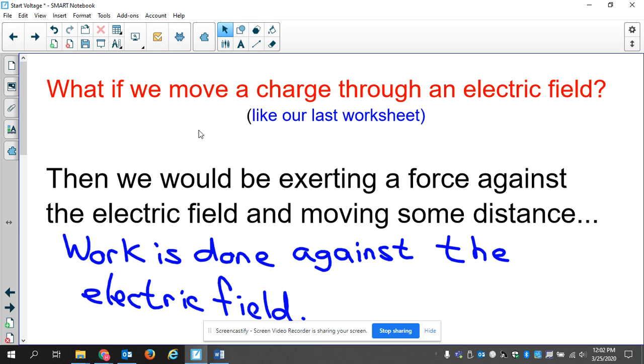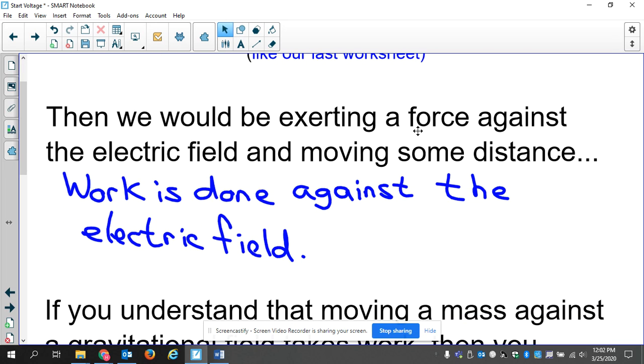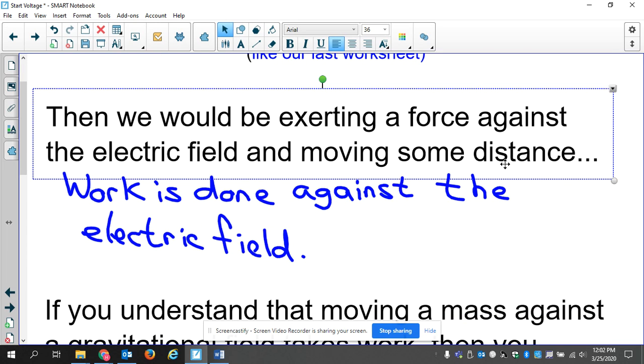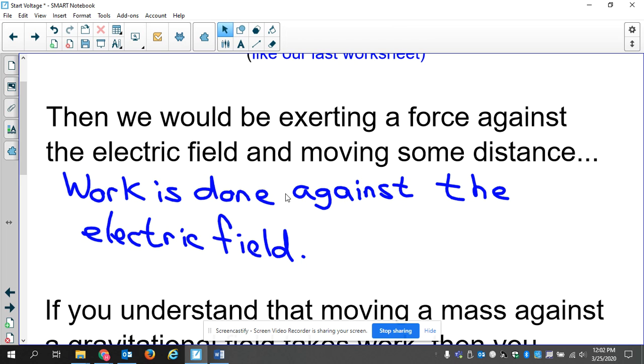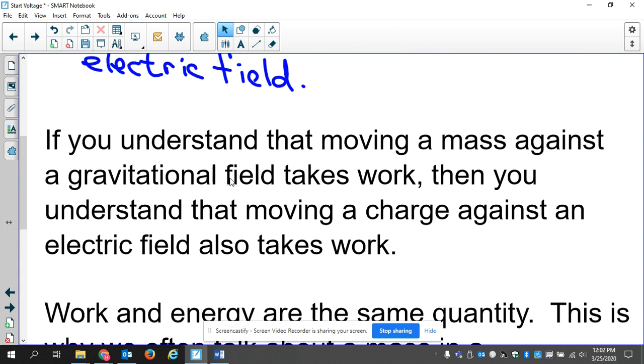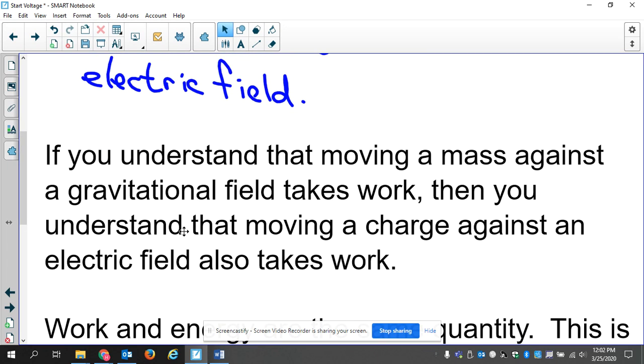What if we move a charge through an electric field? Well, then we would be exerting a force against the electric field and moving the charge some distance. In other words, if you're exerting a force over a distance, then you know that work is being done. In this case, work is being done against the electric field. If you understand that moving a mass against a gravitational field takes work, then you understand that moving a charge against an electric field also takes work.